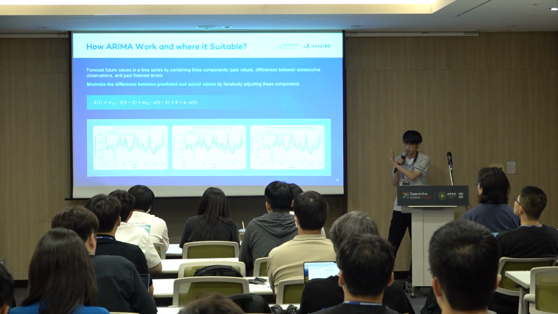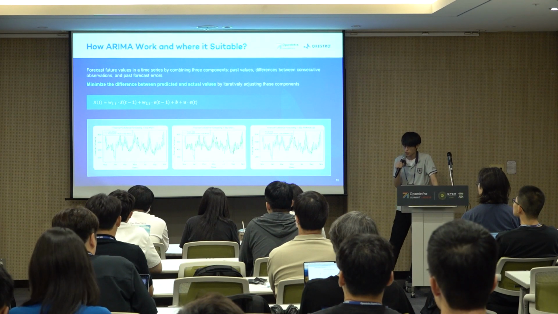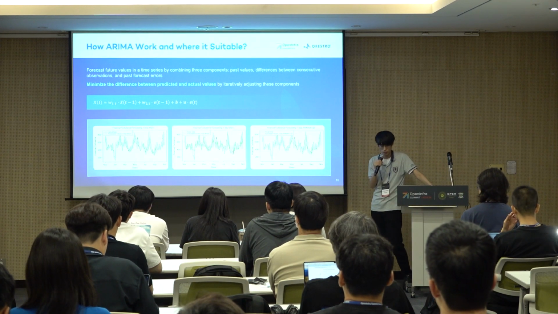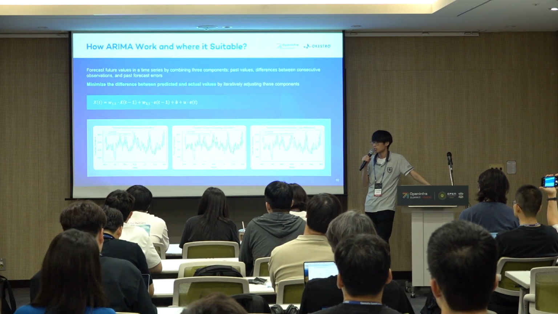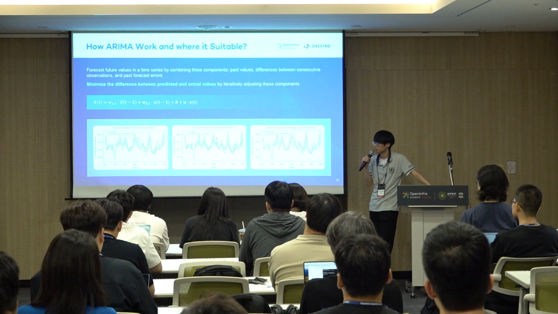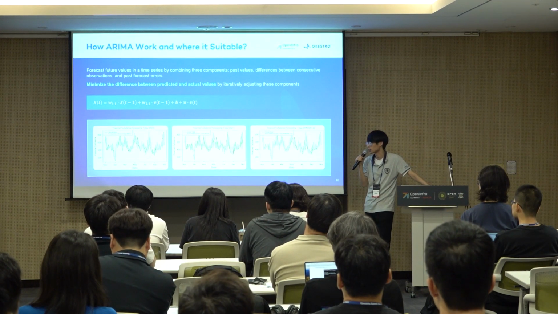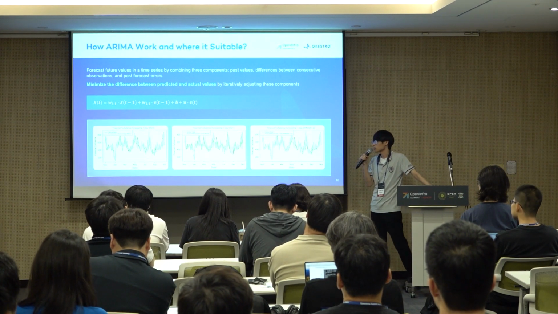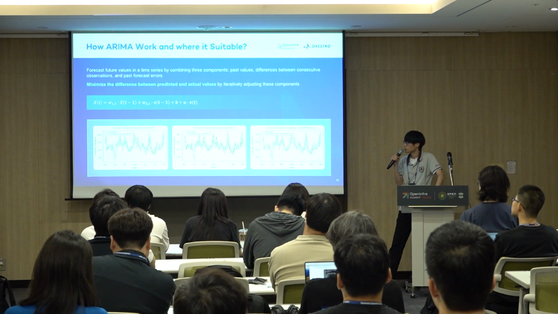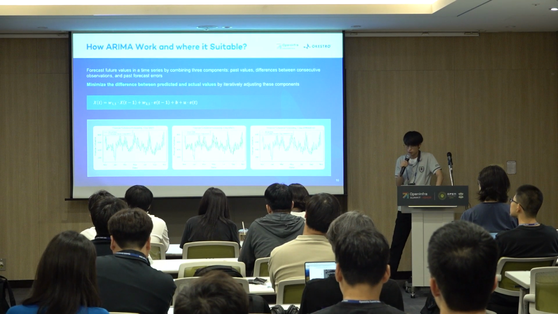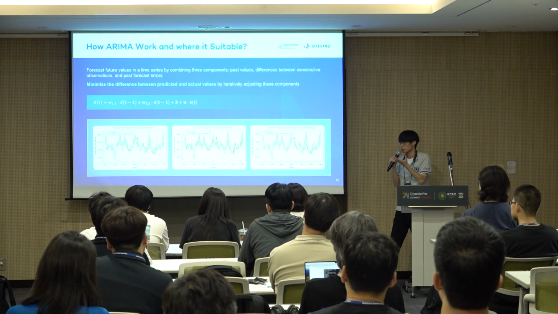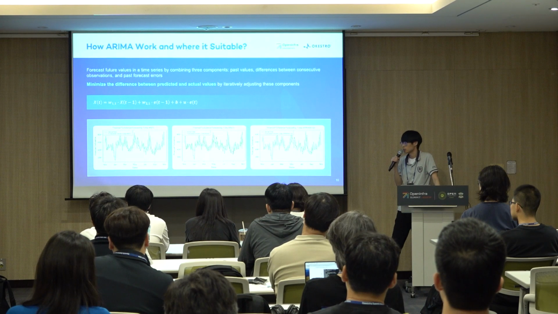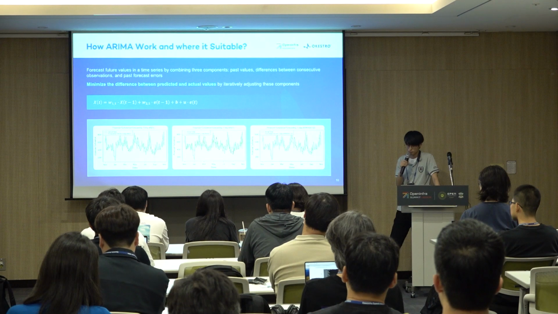So while simple in structure, ARIMA requires careful parameter tuning and struggles with complex trends. I would say ARIMA shows enough forecasting performance, but this is a limitation. Complex trend change is a weakness of ARIMA. So if your workload is very complex, you have to use a different machine learning model.